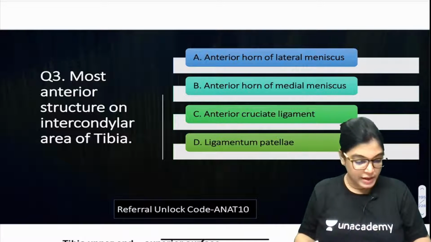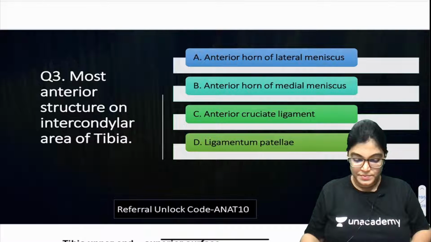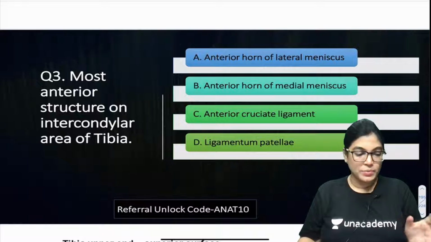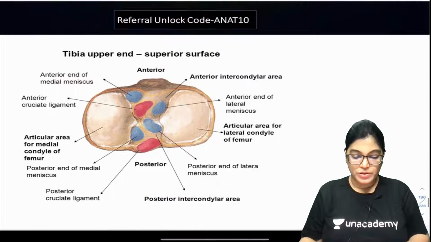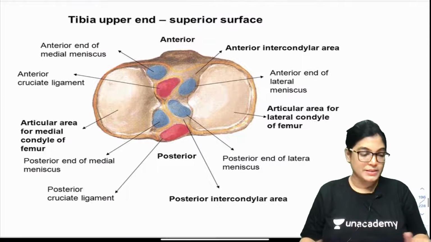Okay, let me explain the answer now. The question is about the anterior structure in the intercondylar area of tibia. Firstly, I would like to show this diagram, which will help you to understand the structure.